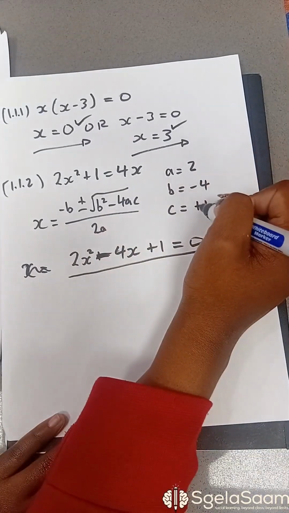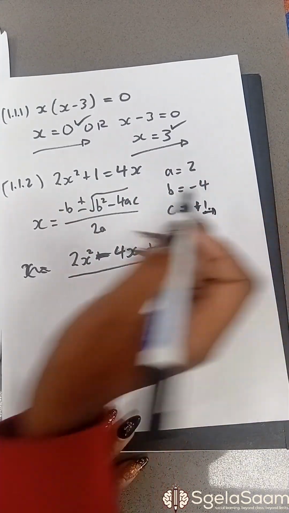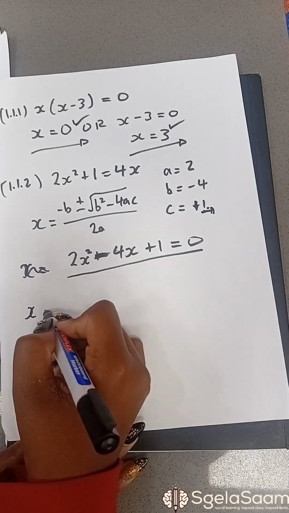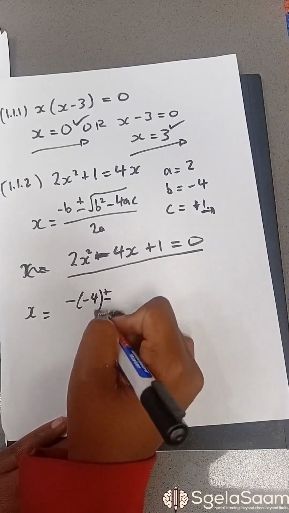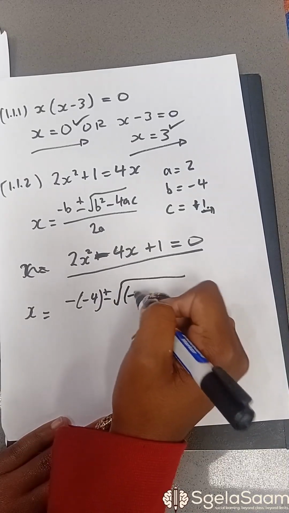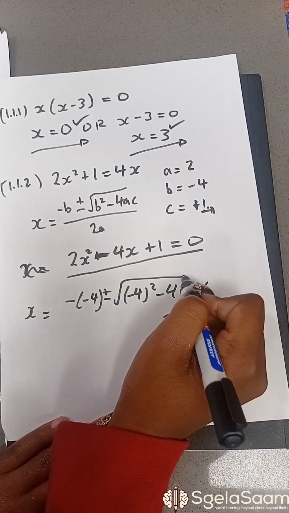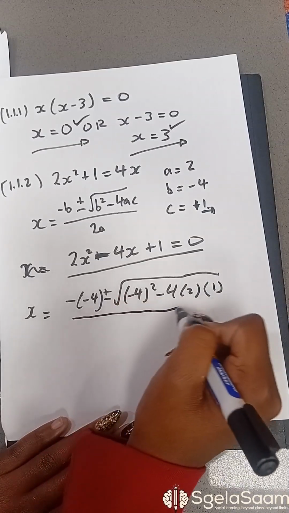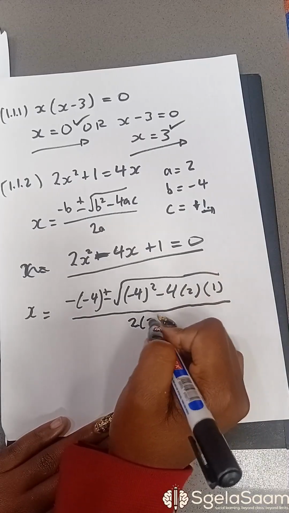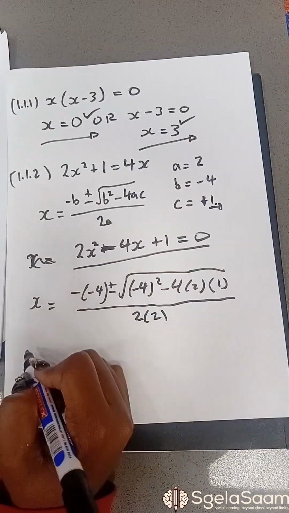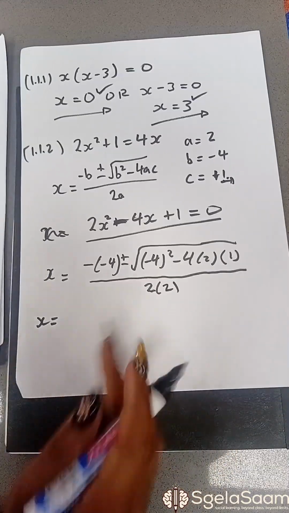So now you know that your x will be equal to -b plus or minus the square root of b² - 4ac, all over 2a, which is -(-4) plus or minus the square root of (-4)² - 4(2)(1), over 2(2). I hope you're following, because if you know this, you should be able to get the right answer.